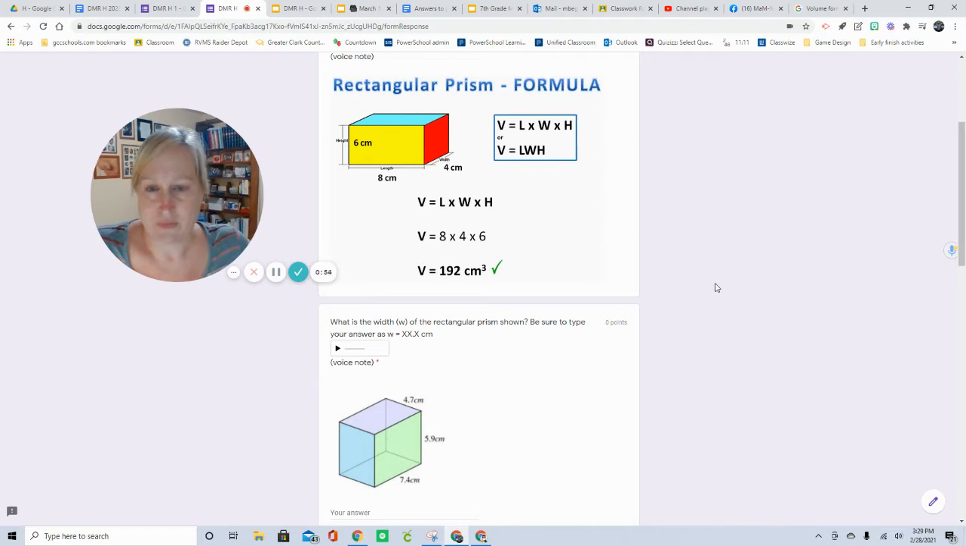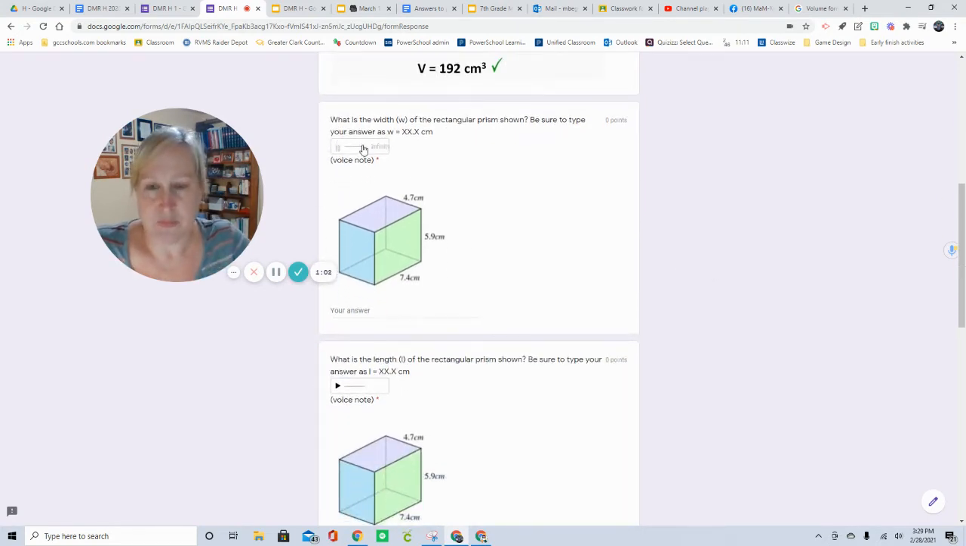You will need to use the picture to determine what is the height, what is the length, and what is the width. The first thing that you need to do when determining how to use the formula is decide which side of your rectangular prism is the width, the height, and the length. So the first question is asking you what is the width of the rectangular prism shown. Be sure to type your answer as W space equals the number and then space and then cm for centimeter.